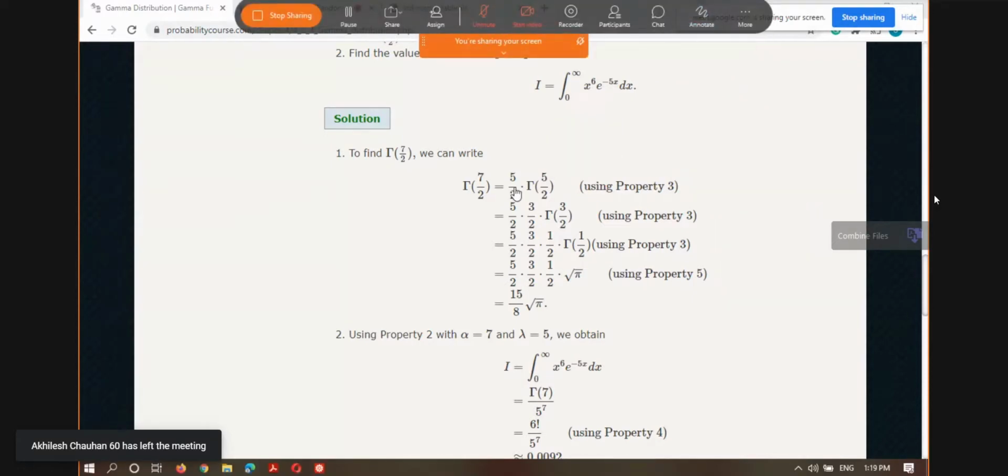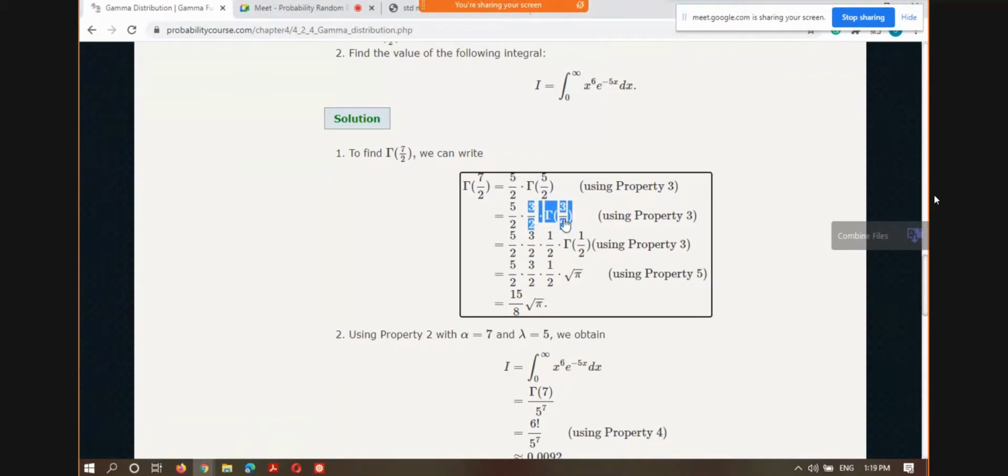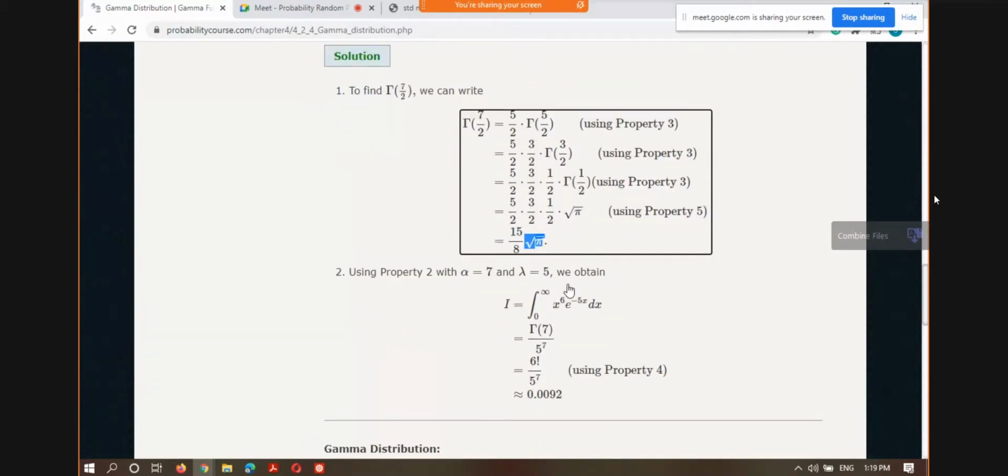Similarly, this 5 by 2 again can be written as 3 by 2 plus 1, so again using property 3 in this part. Then 3 by 2 can be written as 1 by 2 plus 1. And gamma 1 by 2 is root pi. So this is the value of gamma 7 by 2, 15 by 8 root pi.